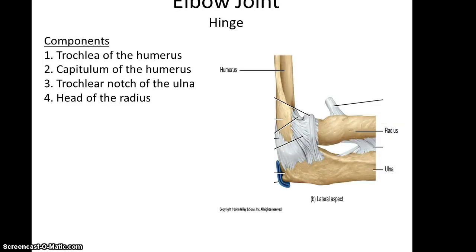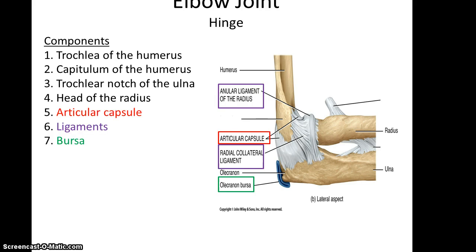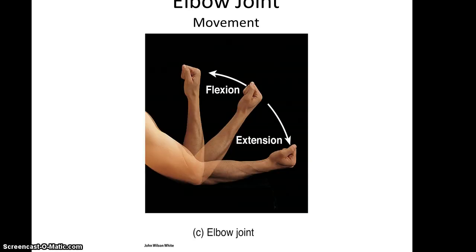Next is the elbow joint, which is a hinge joint. The bones involved include the trochlea of the humerus that articulates with the trochlear notch of the ulna, and the capitulum of the humerus, which articulates with the head of the radius. You'll also find an articular capsule, some ligaments, and a bursa right there at the very end of the elbow. And this allows for the extension and flexion of your arm.